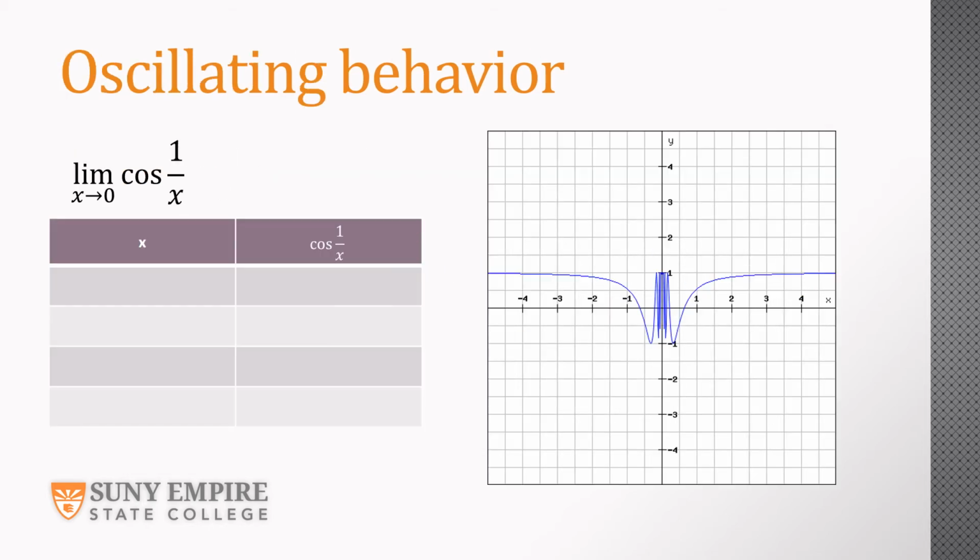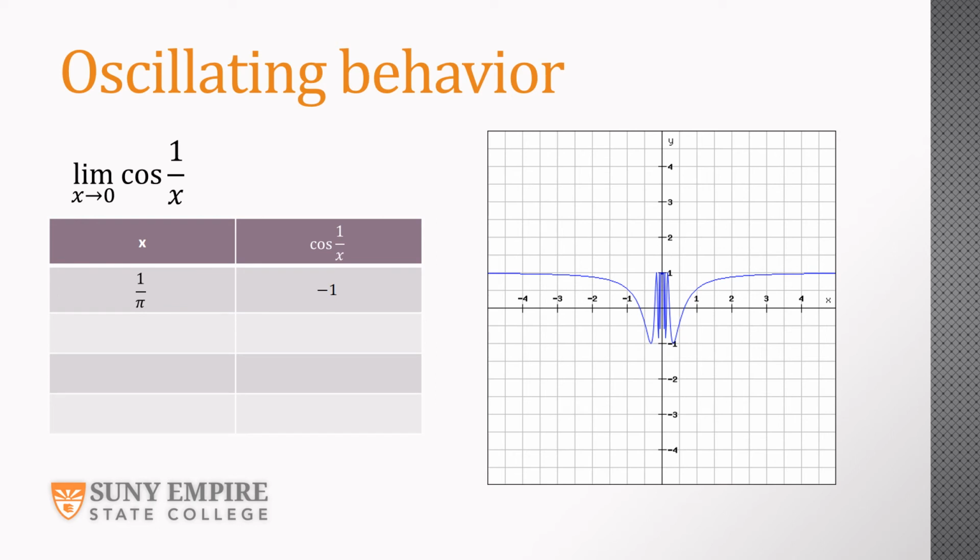One final form of a limit that does not exist is when the graph oscillates too rapidly to close in on a particular function value. Consider the limit as x approaches 0 of the cosine of 1 divided by x. Most of the graph of this function looks almost normal, but between -1 and 1, strange things happen. Let's look at some values to see what exactly is going on.